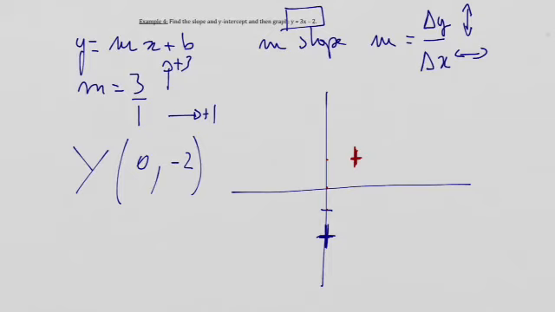Alright, and now I can graph my line, which is going up, and I'm supposed to have a line going up because m equals 3 is positive. Let me erase that and present that a little bit better.